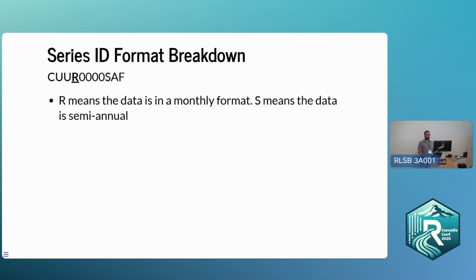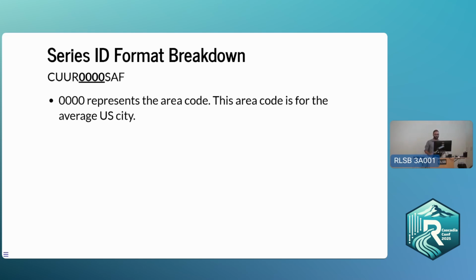The R means that the data is in a monthly format. The S just means that it's in a semi-annual format. So those are the two different formats. And then the four zeros represent the area code. In this case, when you see four zeros, that means that we're just looking at the average US city.